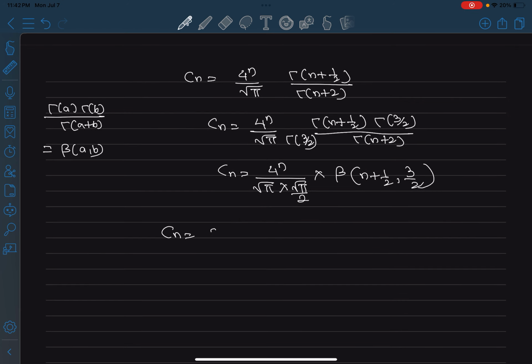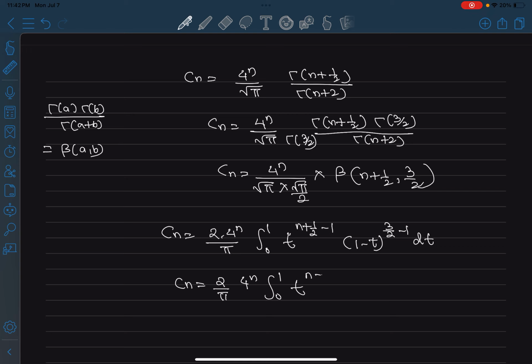This is now 2 times 4 to the power n by pi, and that's the beta function, integral from 0 to 1. So first of all, t to the power n plus half minus 1, and then 1 minus t to the power 3 half minus 1 dt. So the nth Catalan number is 2 by pi 4 to the power n, integral from 0 to 1, t to the power n minus half, 1 minus t to the power half dt.